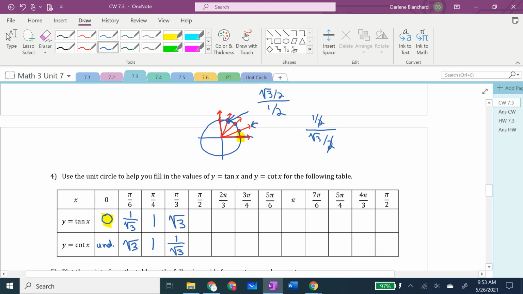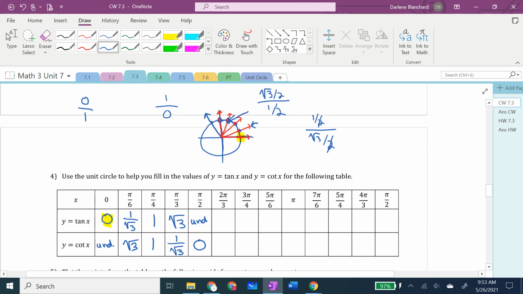Then for pi over 2, pi over 2 is where if I draw a line through the origin, it's got an undefined slope. And also if I look at the y-coordinate, which is 1, divided by the x-coordinate, which is 0, I'm getting undefined. However, for cotangent, cotangent looks at the x divided by the y, and I'm getting 0. Then I'm going to go through the rest of these a little bit faster.